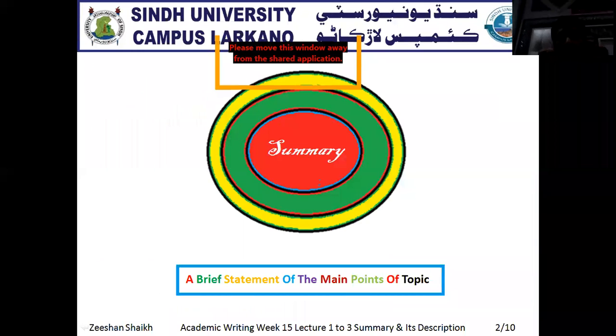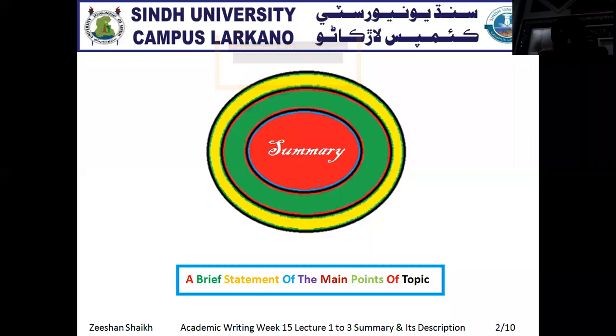Now, what do you mean by the term summary? Summary means a brief statement of the main points of the topic. Whenever you are trying to write an essay or paragraph, usually you read different books. Within the books, you read huge topics or huge material. Let's suppose the topic consists of 50 to 70 lines.